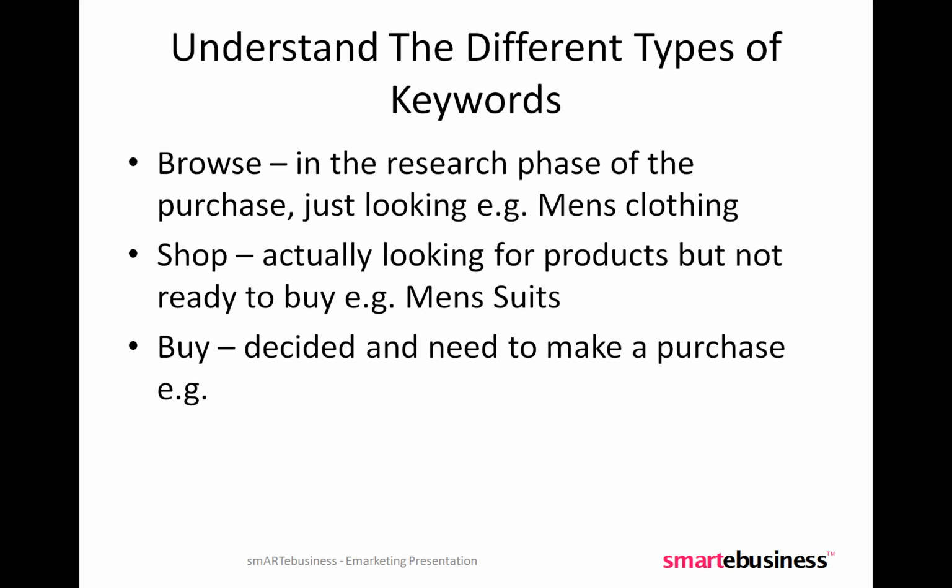Shopping keywords, so they're actually now searching for men's suits. So they've decided they want a suit, but they don't really know which suit they're searching for. And now they're going to buy, and the buy keyword, they'll be searching for blue men's suit or linen navy suit or something very specific that will then make them look for specific adverts.